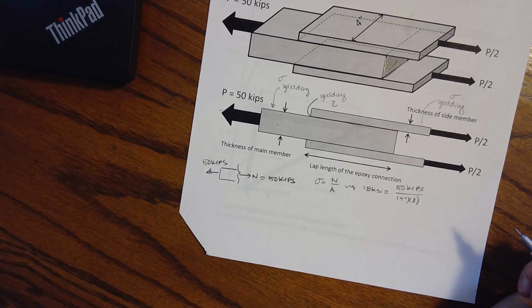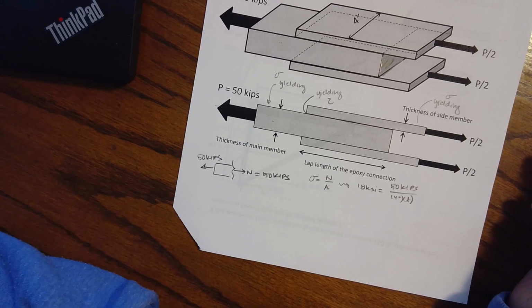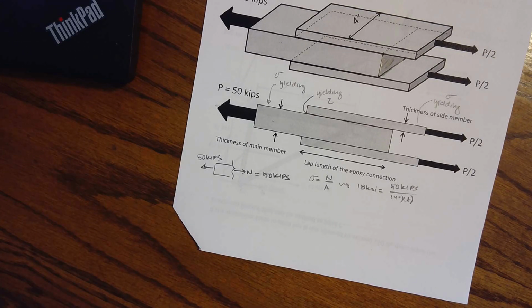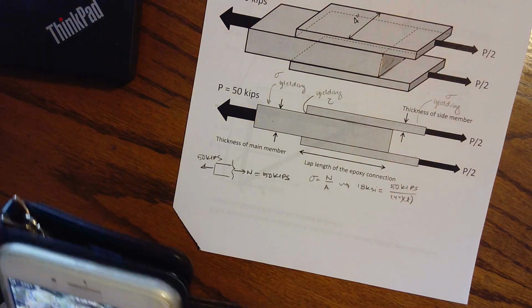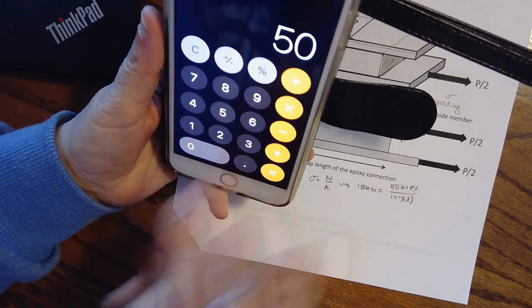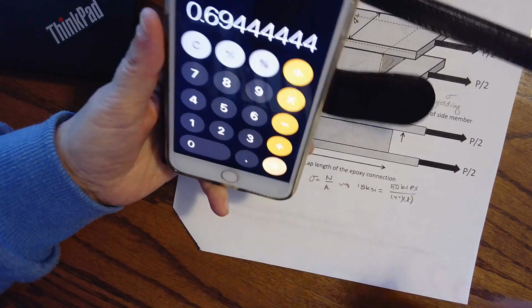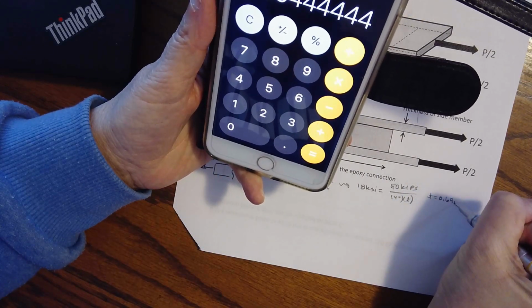And when I multiply this out, then I'm going to get a thickness of, let me see if I can find my calculator here. Calculator. So we've got 50 divided by 4 divided by 18 equals. So I have a thickness of 0.69 inches.